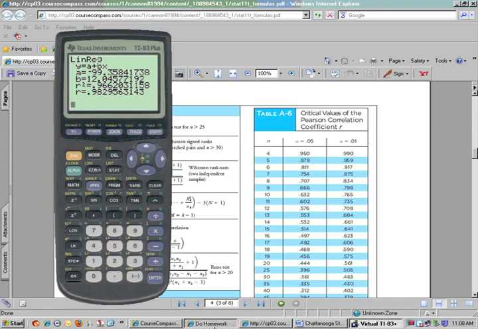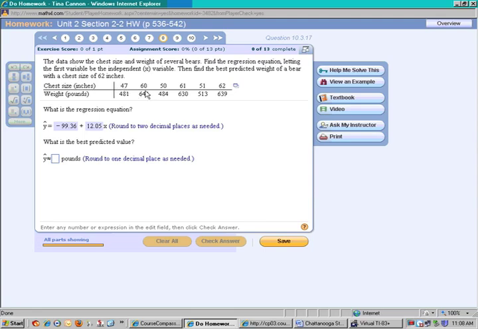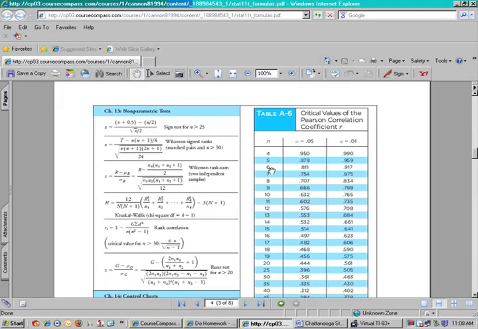So go back to our problem. Notice there's 1, 2, 3, 4, 5, 6. So our n will be 6. If I can find it, n is 6. Notice that we're going to use alpha as 0.05 and we have a critical value of 0.811.